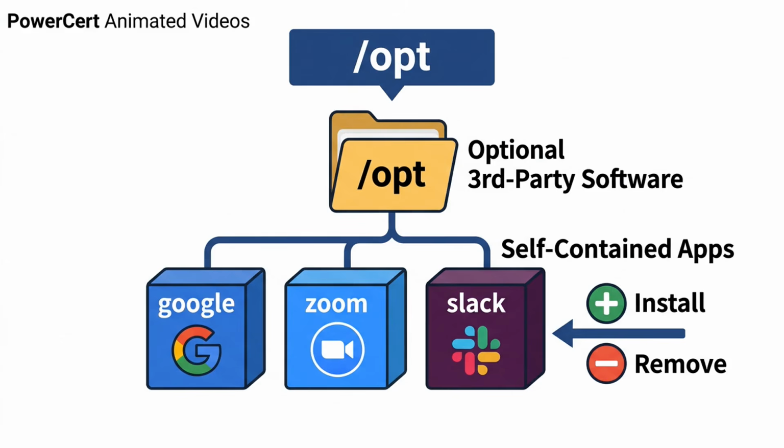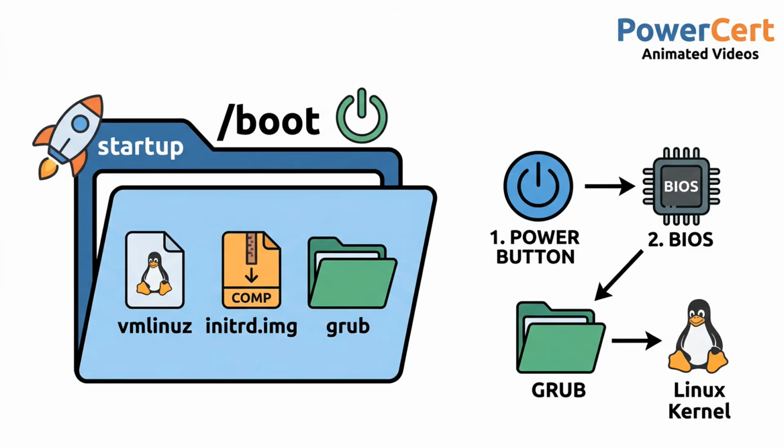/opt is where optional or third-party software gets installed. If you install a big commercial application like Google Chrome or a game, it might put all its files in /opt rather than spreading them across the system. It's like a separate reserved area that keeps big apps self-contained and easy to remove.